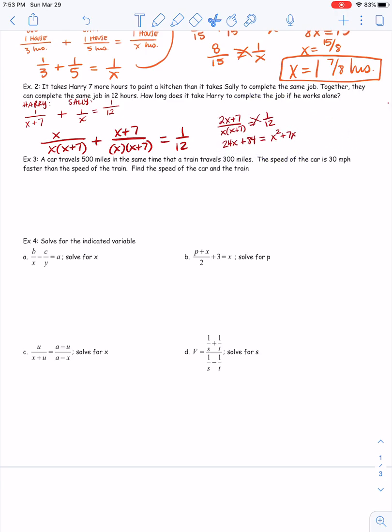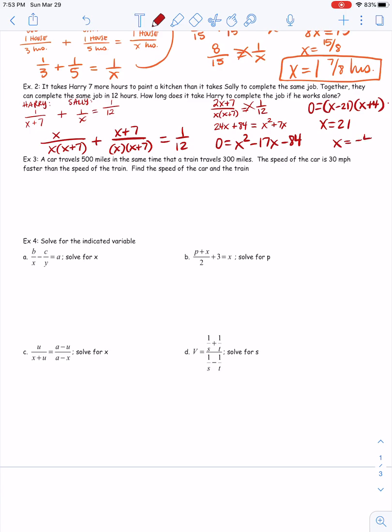And so I have 0 equals x squared minus 17x minus 84. So I need factors of negative 84 that add up to negative 17, and that's going to be negative 21 and positive 4. So when I factor that out, x minus 21 and x plus 4, and I solve for x, that means x is equal to 21 and x is equal to negative 4.